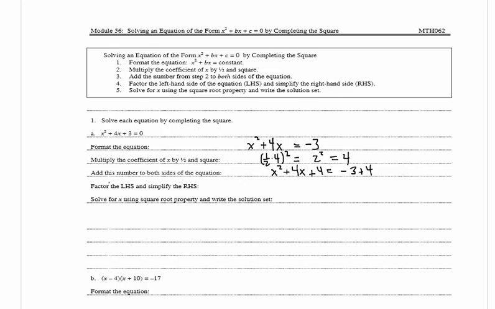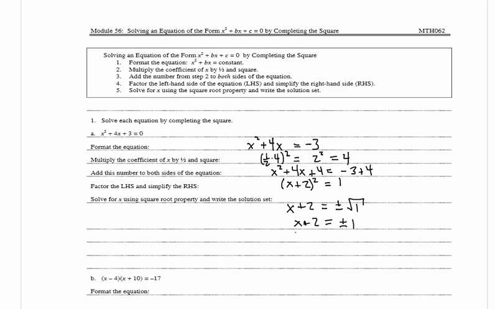And now we want to factor the left-hand side and simplify. So we're going to have x plus 2 squared is equal to 1. And now they want us to solve for x using the square root property and write the solution set. So if we take the square root of both sides, we would have x plus 2 is equal to plus and minus the square root of 1. And then we would have x plus 2 is equal to plus and minus 1.